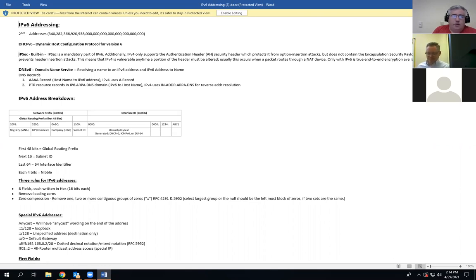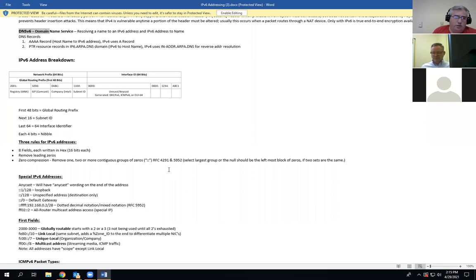So some of the features though, because hey, we're going to come up with a new addressing scheme. Let's do some extras while we're in there. We're going to build in IPv6, so the security is built into it. However, it is completely incompatible with IPv4, so we're going to have our own DNS system, DNS version 6. You're going to have your own DHCP system, DHCP version 6. And same thing with ICMP version 6 as well.